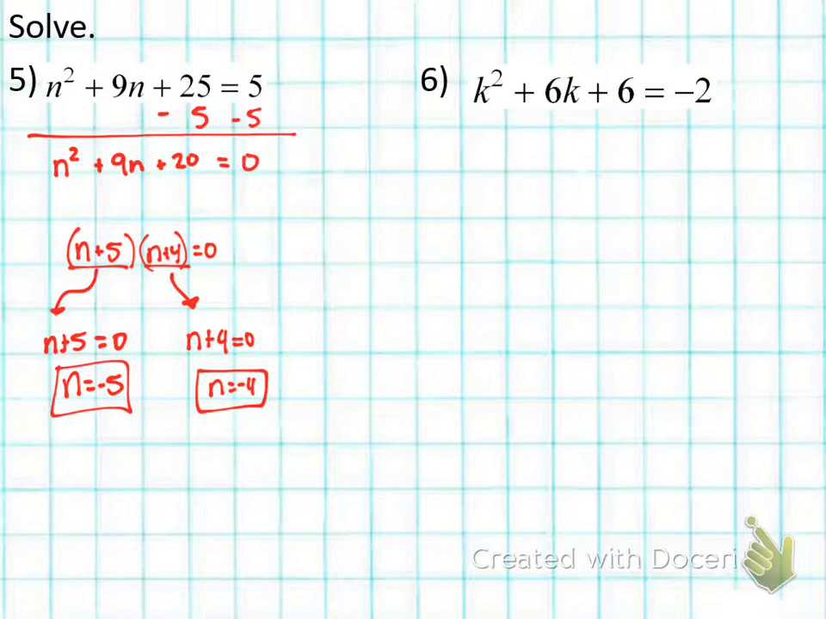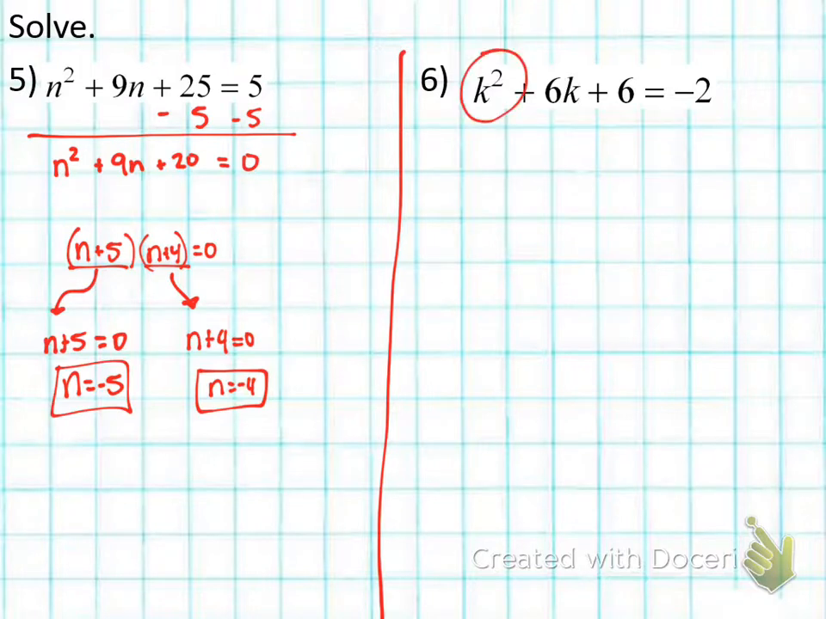Last one, number 6. Number 6, go. How do we know it's two answers when we start the problem? How do we know? Look at the biggest exponent. What's k raised to? 2. Good, k squared. So how many answers should there be? 2. Okay, that's how you know. That's the hint whenever you look at these problems. You're like, oh, this one's going to have 2 answers.